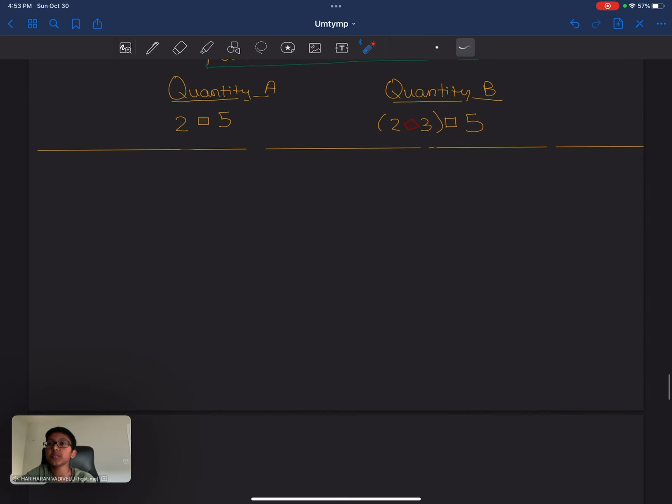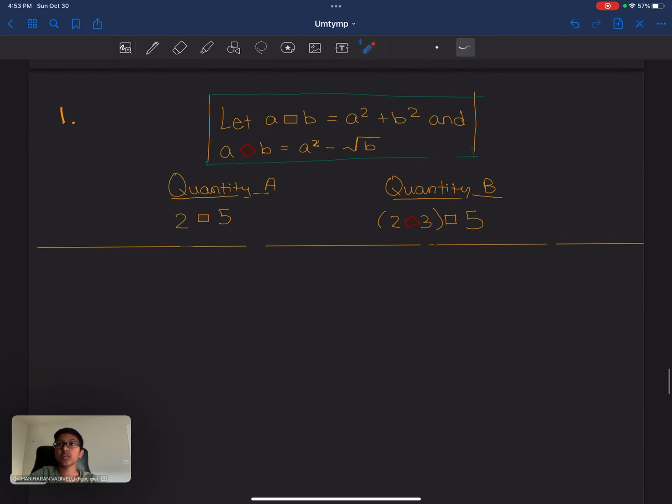Now let's try an example problem. We are given: let a squared b equal a squared plus b squared, and a rhombus b equal a squared minus square root of b. Quantity A is 2 squared 5, and quantity B is 2 rhombus 3 squared 5.